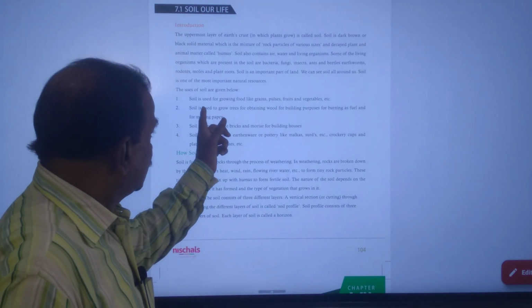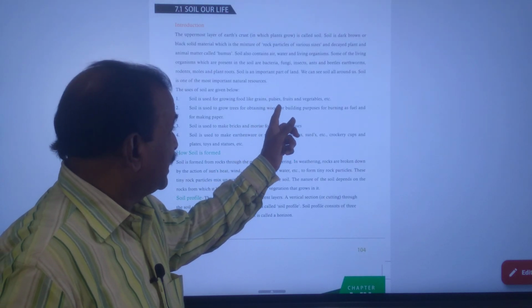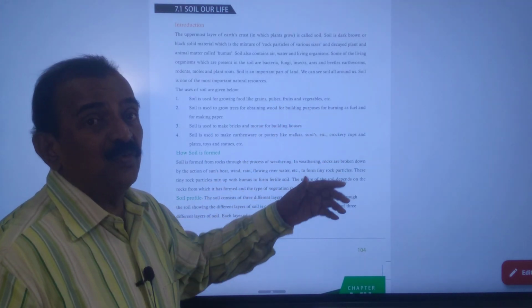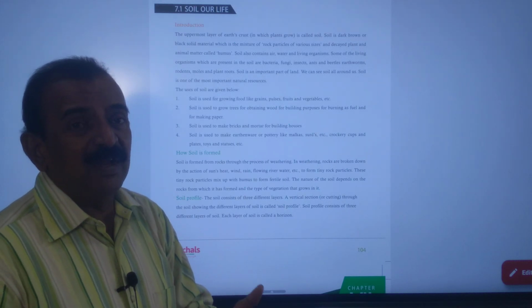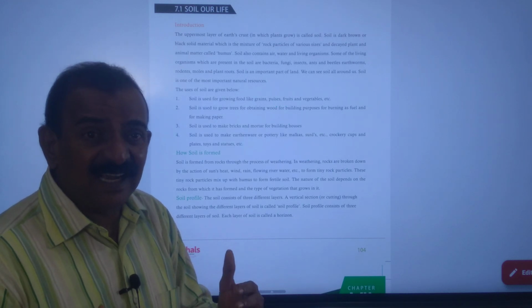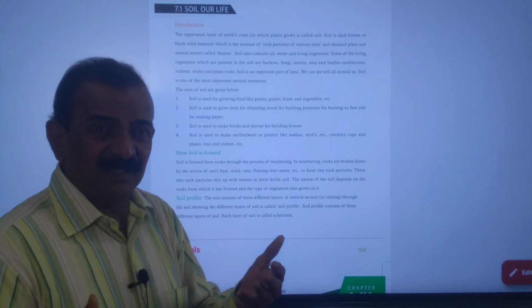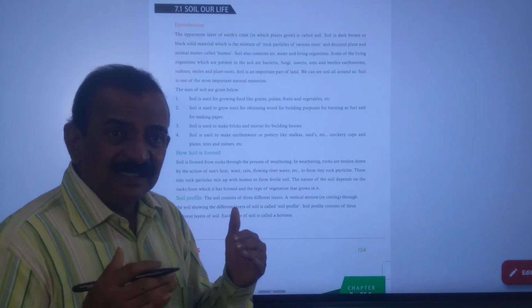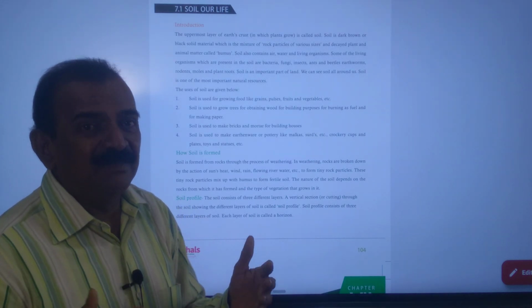Soil is used for growing food crops like grains, pulses, fruits, and also vegetables. We are growing vegetables, fruit plants, and food yielding plants on land, and this land should be rich with nutrients and rich with humus. Then only is that soil useful to give more yield from the crops.